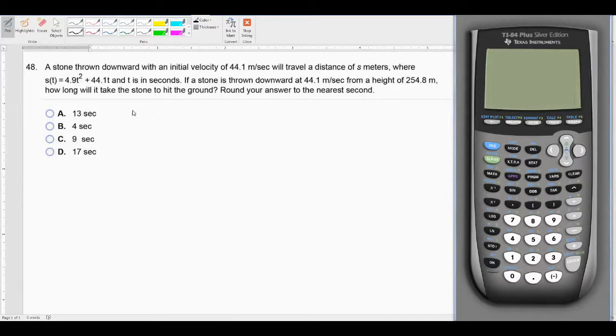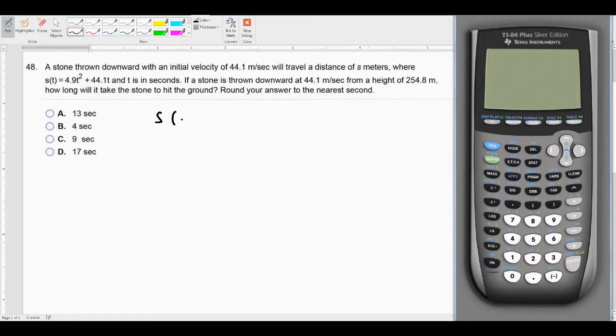In this example, we're given a stone that's thrown downward with initial velocity 44.1 meters per second, with travel distance of s meters. So s is the distance that it travels, and t is the time in seconds. The stone is thrown downward at 44.1, which is already in the formula, from a height of 254.8. How long would it take the stone to hit the ground?